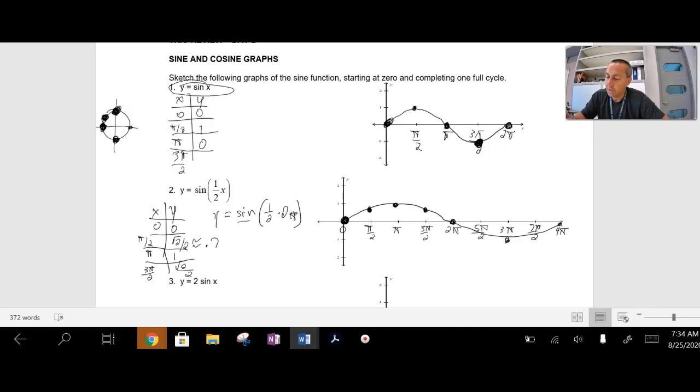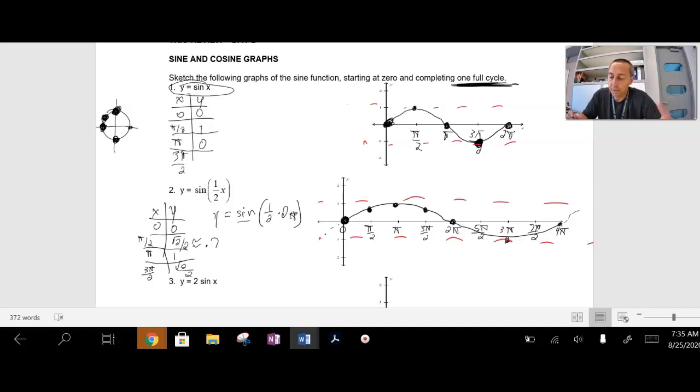Instead of taking 0 to pi, I should have read the directions here too, completing 1 full cycle. So this is 1 full cycle. The next time this one went from negative to positive took us now 4 pi over here. So that's why we stopped there, because that's 1 full cycle. So we stretched that thing out horizontally. If you notice, our amplitude is still the same, the up and the down. We still go up to 1, -1.